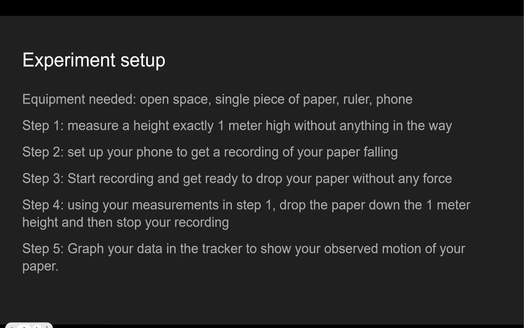All you need is an open space, a single piece of paper, a ruler, and a phone. You can measure a height of exactly 1 meter without anything in the way. Set up your phone to get a recording of the paper falling. Start recording and then get ready to drop a piece of paper without any force. Then using your measurements from step 1, you drop the paper from 1 meter height and then you stop your recording. You then graph your data in Tracker to show the observed motion of your paper.